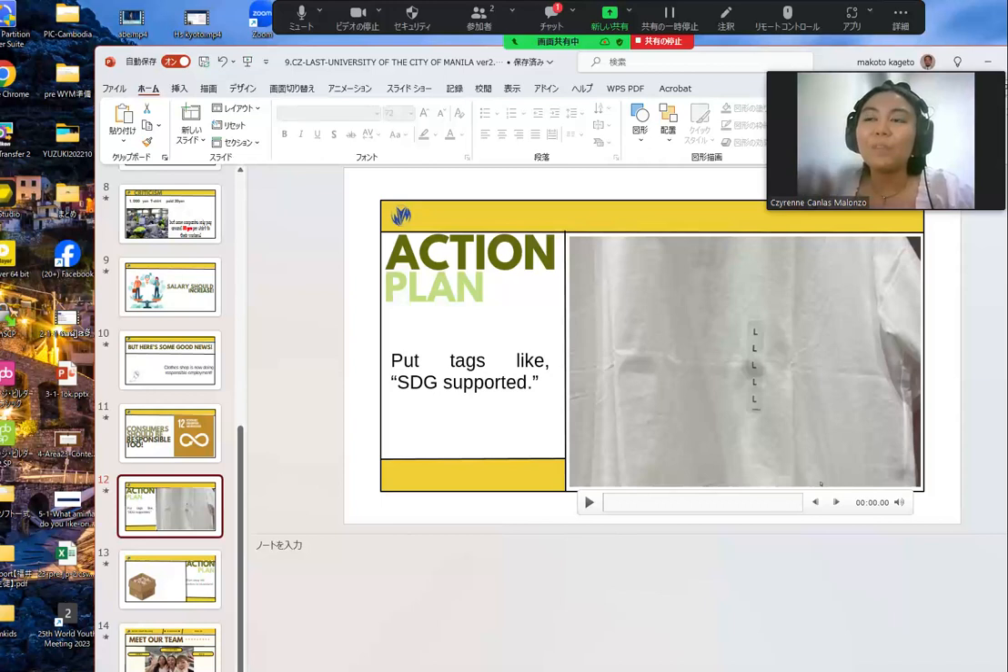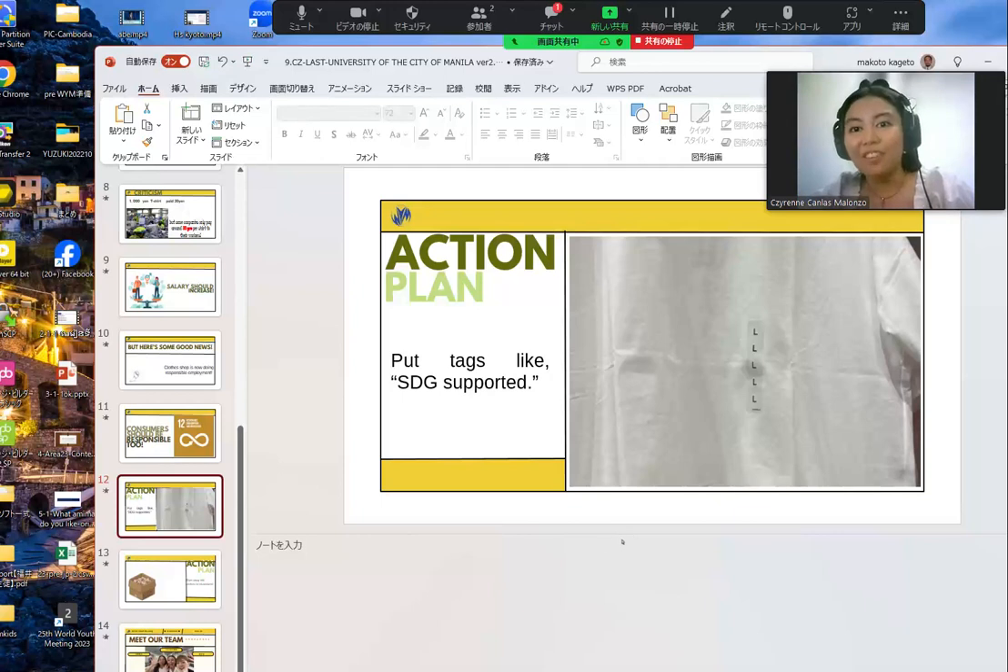For example, if a clothing store that you might know supports SDG number 8, which we wanted to pursue, we also want them to put SDG supported tags. So if people don't know about SDGs, then they could look it up.